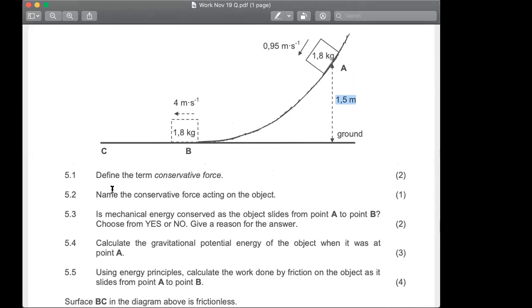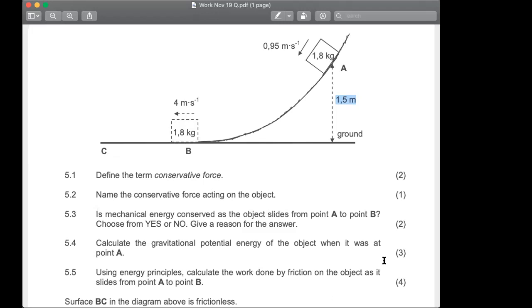Use energy principles to calculate the work done by friction on the object as it moves from point A to point B. So energy principles, what are the equations relating to energy principles? Write down the information we got. V initial is what? 0.95 meters per second. Right. I think we need to write.